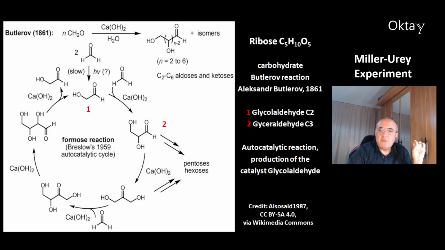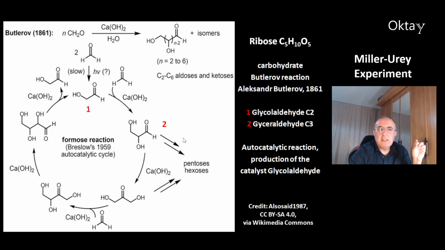This is the formula of ribose, C5H10O5. It is a carbohydrate. The Butlerov reaction was found by Alexander Butlerov in the year 1861. This is the reaction. From formaldehyde, you get a dimer. That's glycolaldehyde. It's a C2 molecule with 2 carbon atoms. Then you add another formaldehyde molecule.